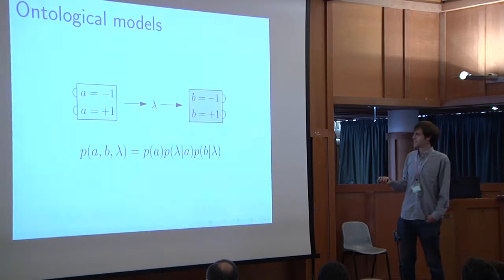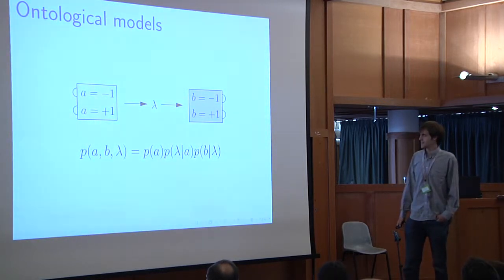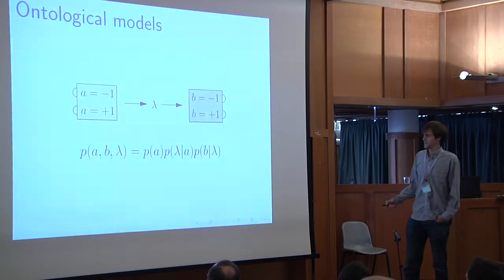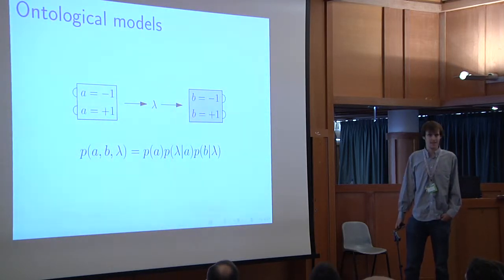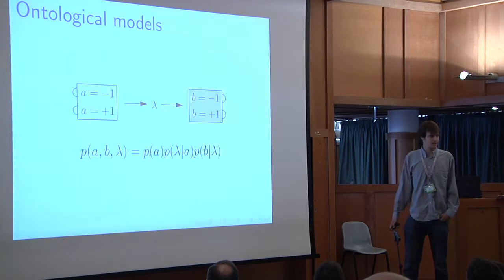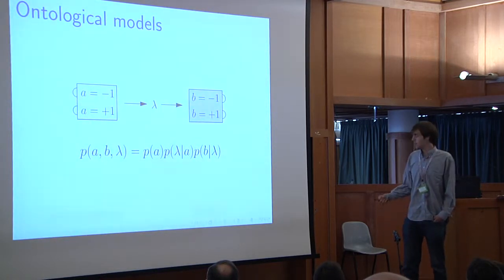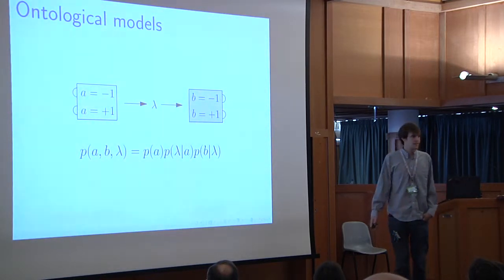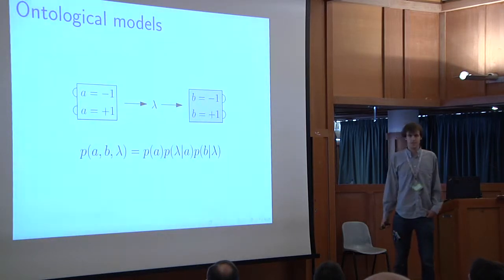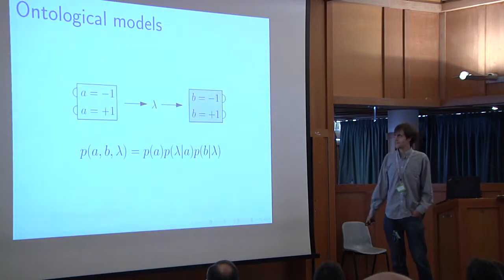Actually, at this point, there's not really much to say about time symmetry. All I'm saying here is that A and B are conditionally independent given lambda, which doesn't really treat A and B differently. This isn't the interesting thing.